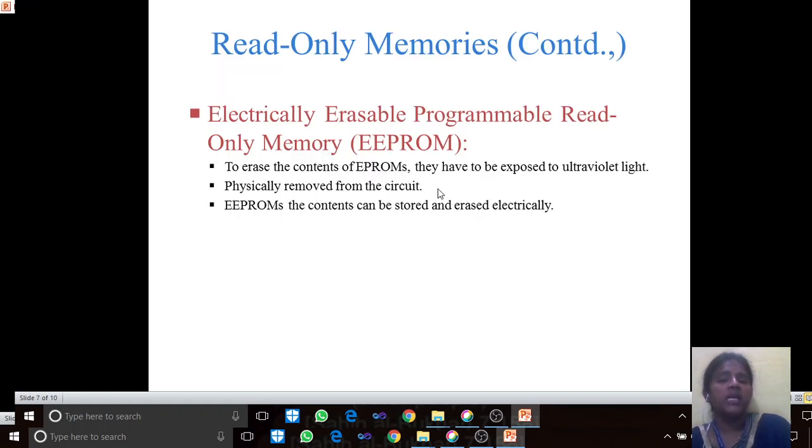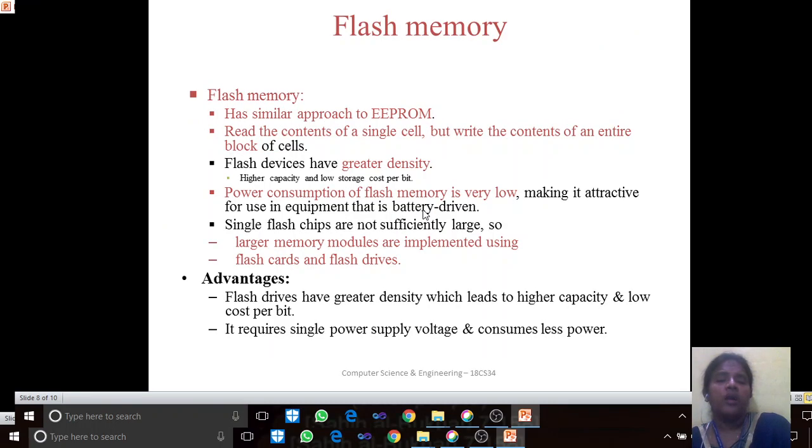Next is EEPROM, electrically erasable programmable read-only memory. It will erase the contents by electricity rather than exposing it to UV light. Rather than being physically removed from the circuit, you can erase it. In EEPROMs, the contents can be stored and erased electrically. This is an advantage. The next is flash memory.